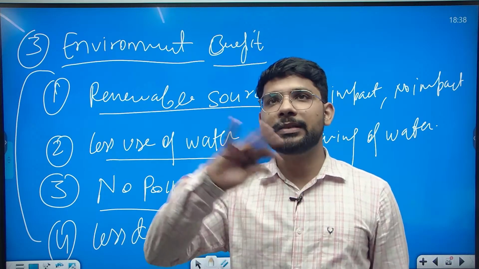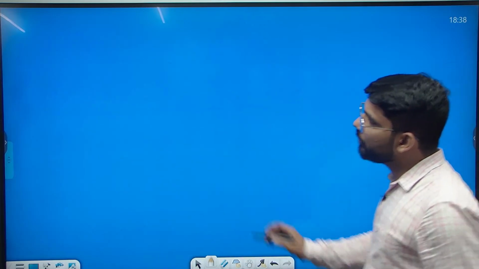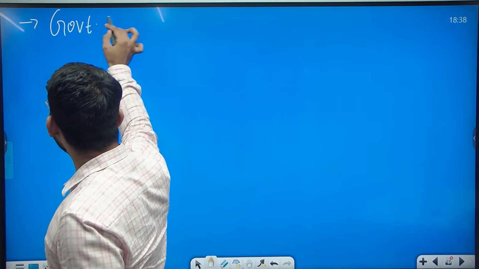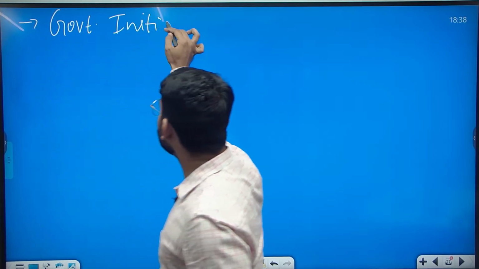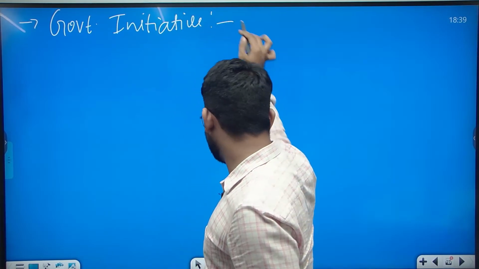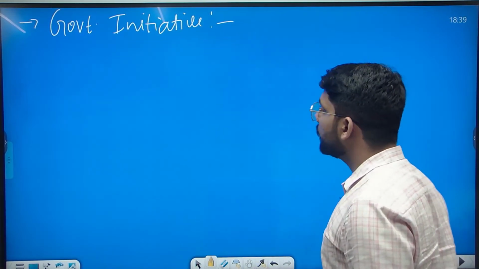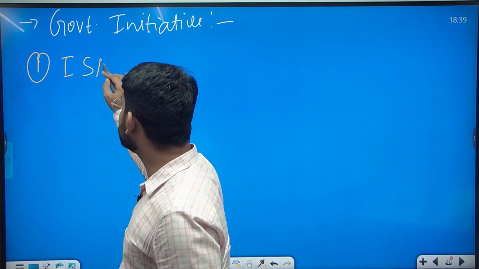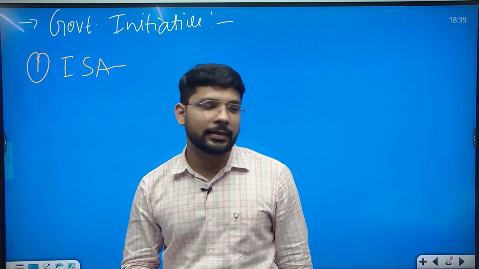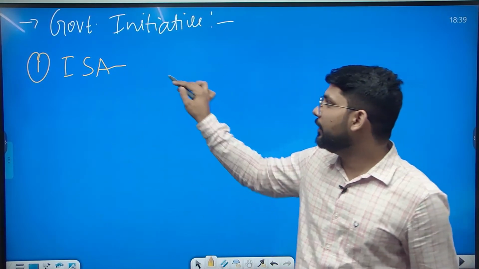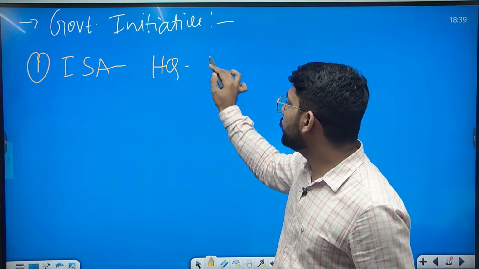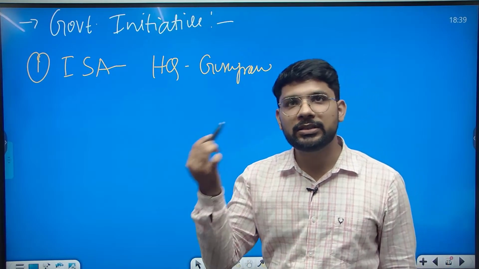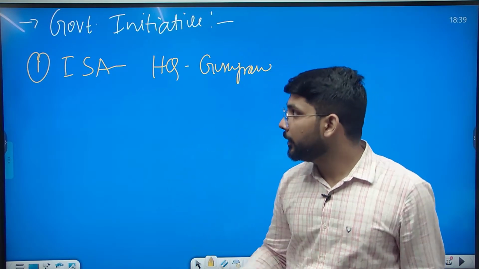Okay. Now let's come to the second part of the answer, which requires the government initiatives. What are the government initiatives related to it? The first we can write, which everybody knows, International Solar Alliance, which has its headquarters in Gurugram, and India is chairing the International Solar Alliance.